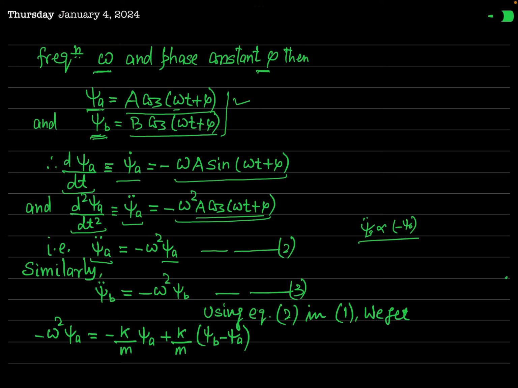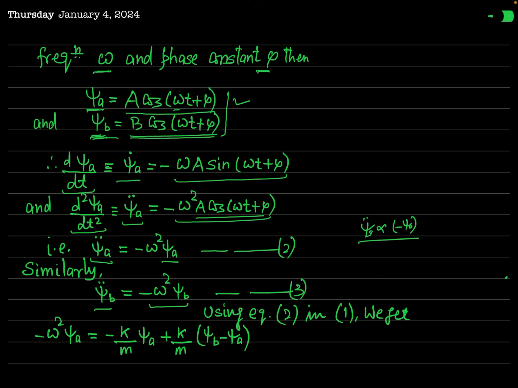In a similar manner, when you differentiate the equation ψB equals B cos(ωt plus φ) two times with respect to t, you will get ψB double dot equals minus omega squared ψB. And so you can say that B will also oscillate simple harmonically, okay, with frequency omega.